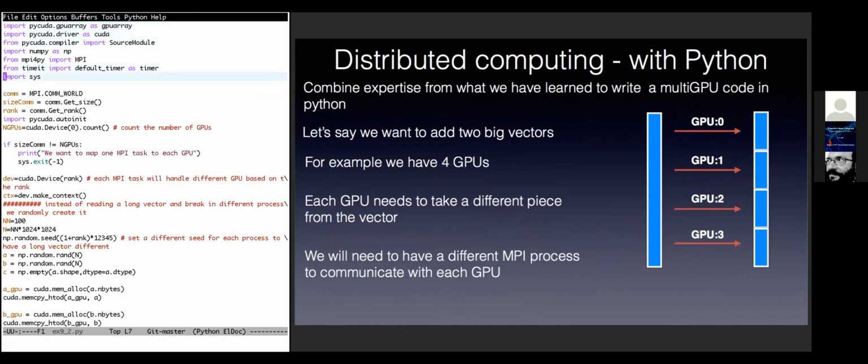Let's go step by step to understand how this works. I get my communicator, which is the MPI world communicator, and get the size and the rank. Now, with this import of PyCUDA and autoinit, it initializes PyCUDA, and we are able to count how many GPUs we have on the node. Because we said that we want to bind one MPI process to one GPU, we want to check that the size of the MPI communicator is equal to the number of GPUs. If it is not, we can throw an error and exit.